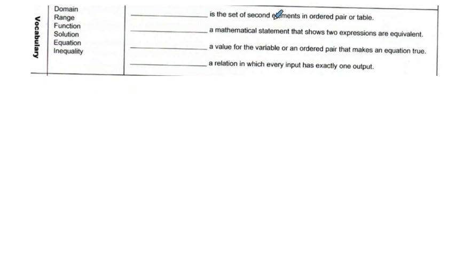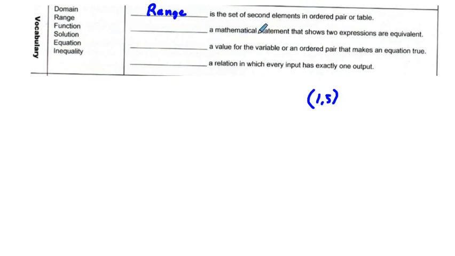Blank is the set of second elements in an ordered pair of tables. So if we have an ordered pair like 1, 5, what is this going to be called? And you can almost look back to, well, I guess it'll be the y values, right? It'll be the range. And it's just like that problem we had a little while ago.